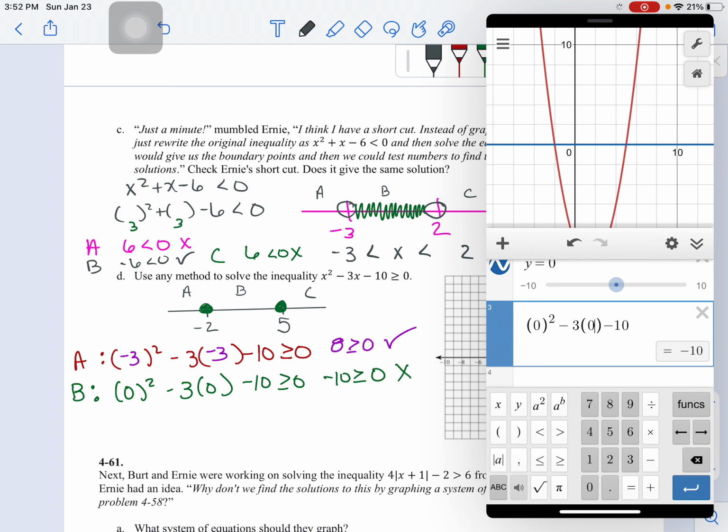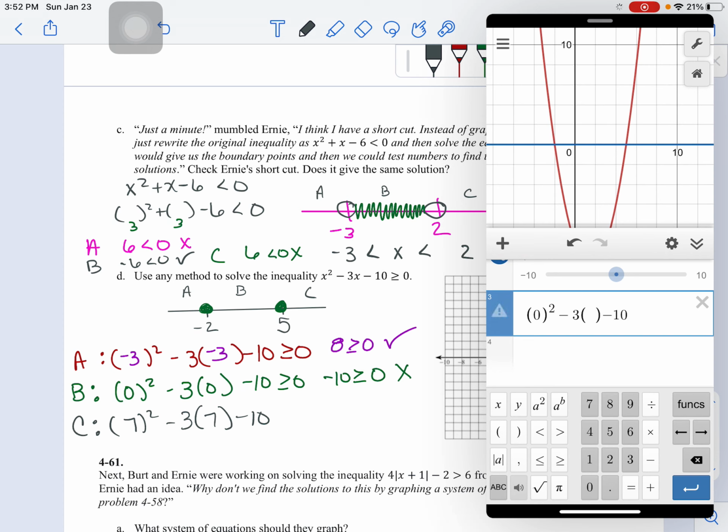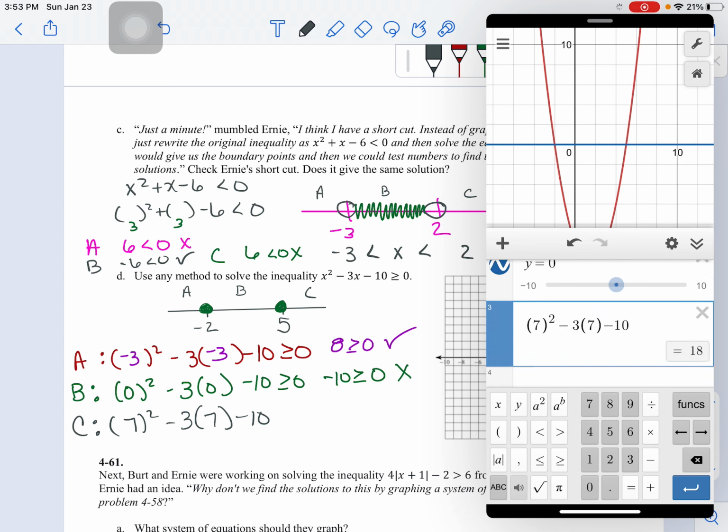And section C, let's choose, I don't know, a 7. Any number that's bigger than 5, basically. 7 squared minus 3 times 7 minus 10. Okay, so again, go up to here, change these to 7. You can also use Desmos for calculations, but you can only use your graphing calculator on your test, so you want to make sure that you know how to do these on your graphing calculator. I get 18. Is 18 greater than or equal to 0? It sure is.